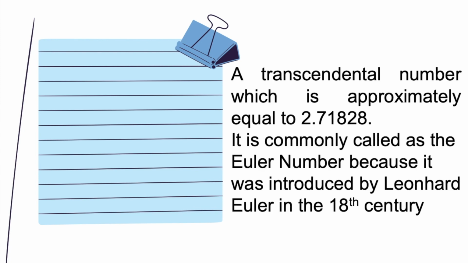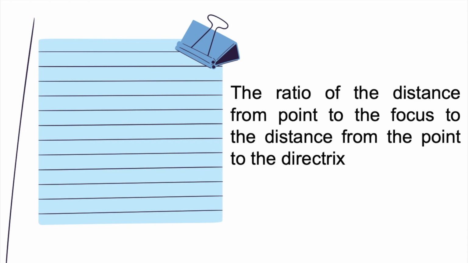A transcendental number which is approximately equal to 2.71828. It is commonly called the Euler number because it was introduced by Leonhard Euler in the 18th century. E. The ratio of the distance from a point to the focus to the distance from the point to the directrix. Eccentricity.